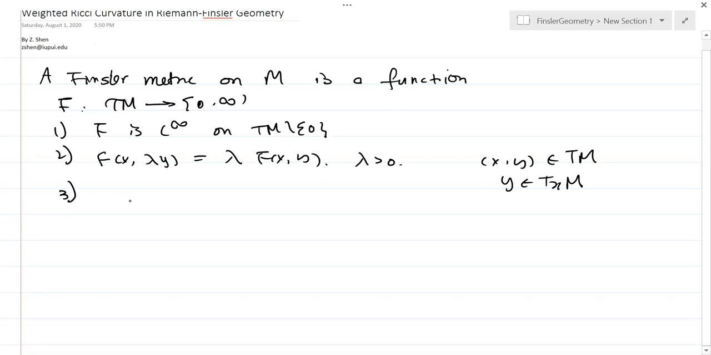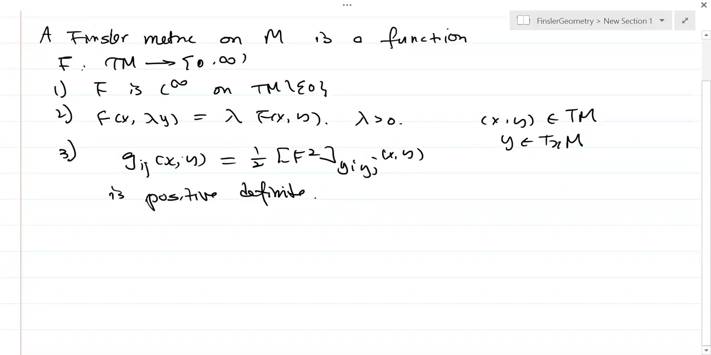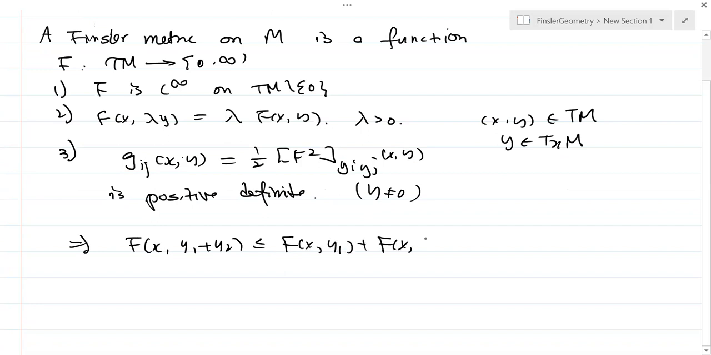You can define the Hessian of the square of F. This g_ij, which depends on x and y, is going to be half of the second derivative of F squared with respect to y^i, y^j. This is positive definite, of course where y is not zero. Now these three conditions imply that F satisfies the following inequality, the triangle inequality. That's a simple exercise.